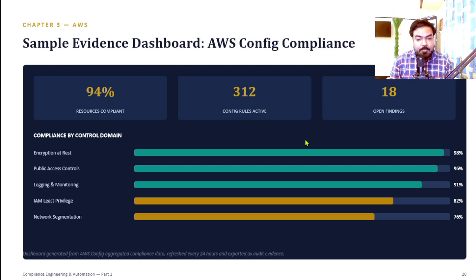Sample evidence dashboard, AWS Config compliance. Here's what that pipeline produces: a live evidence dashboard, 94% of resources compliant across 312 active Config rules with 18 open findings. Break it down by domain and you immediately see where the risk is. Encryption at rest and public access controls are both in the high 90s, but network segmentation is sitting at 76%.